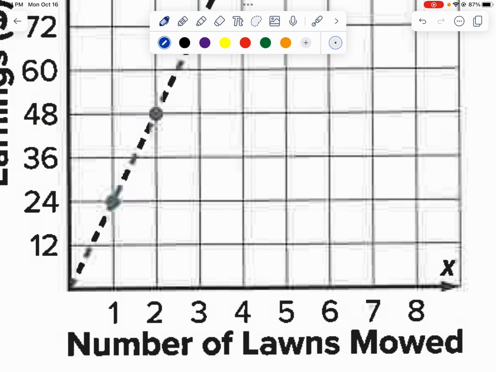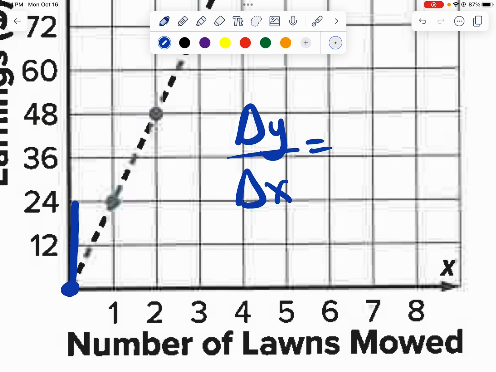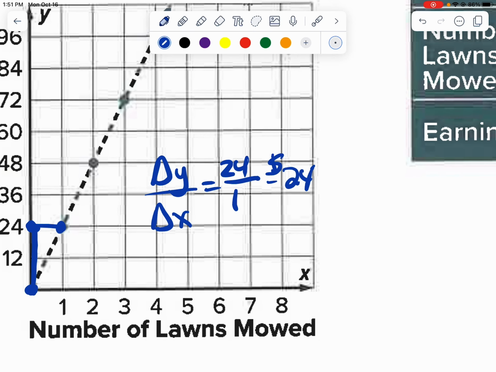So if I do this, how far up do I go? The change in y or the change in x? Change in y. I went from 0 to 24. I went from 0 to 1. So this is $24 per lawn.